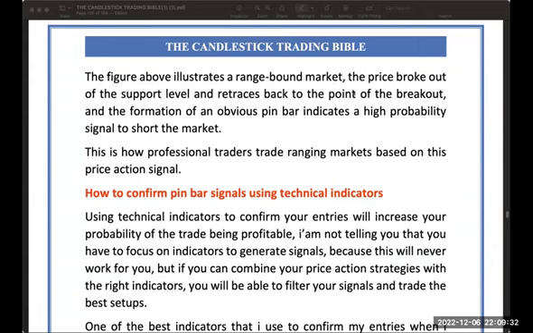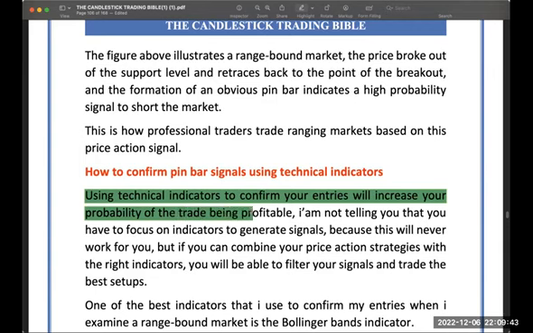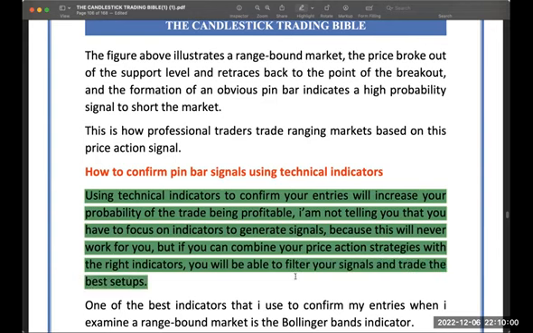How to confirm pin bar signals using technical indicators. Using technical indicators to confirm your entries will increase the probability of the trade being profitable. I'm not telling you that you have to focus on indicators to generate signals, because this will never work for you. But if you can combine your price action strategies with the right indicators, you will be able to filter your signals and trade the best setups.